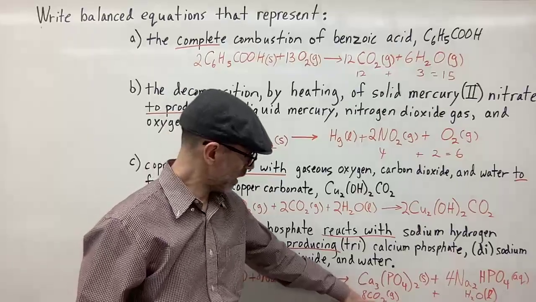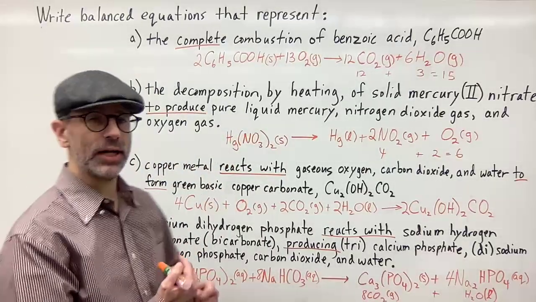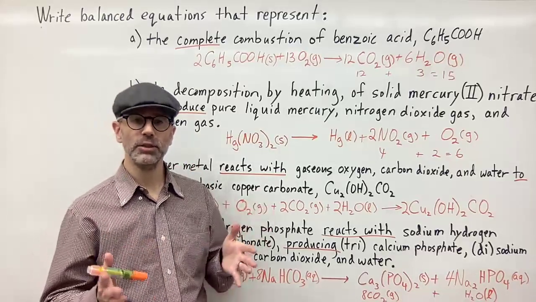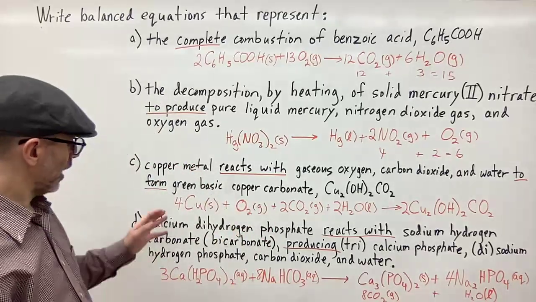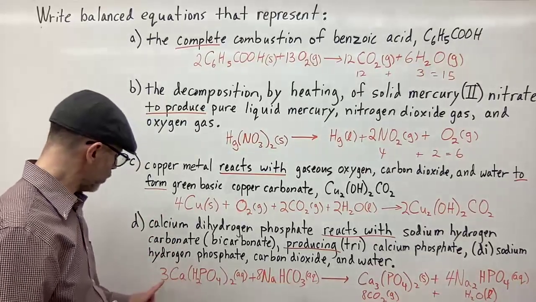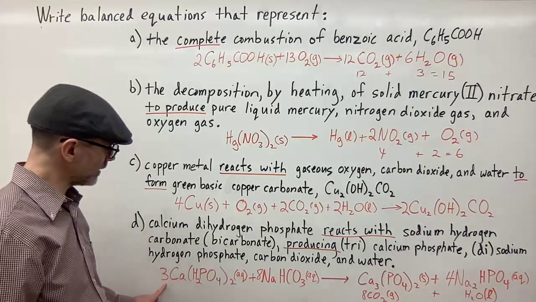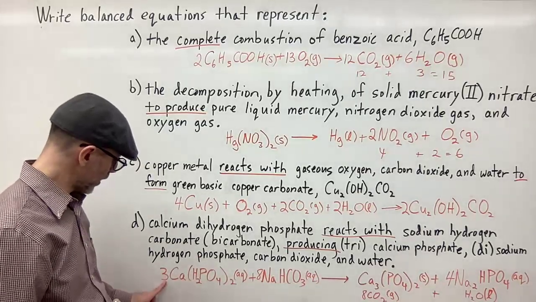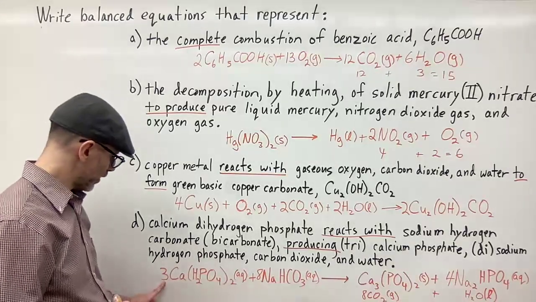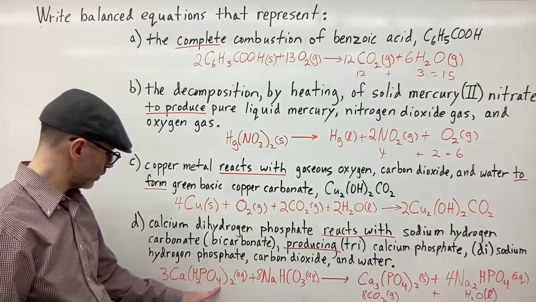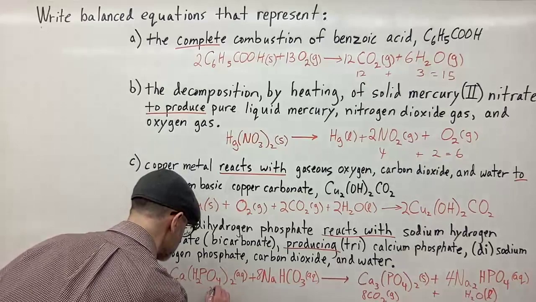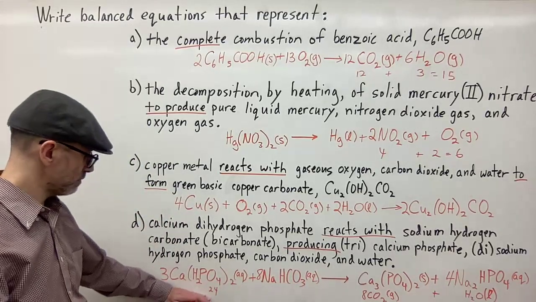So now I have 8 carbons. So my carbons are balanced, my phosphorus is balanced, my calcium, my sodium, everything's balanced except for oxygen. So let's take a look at oxygen. You're going to multiply the coefficients and the subscripts. So I have 3 times 4 times 2. So 3 times 4 is 12 times 2 is 24. So I have 24 oxygens from this one.